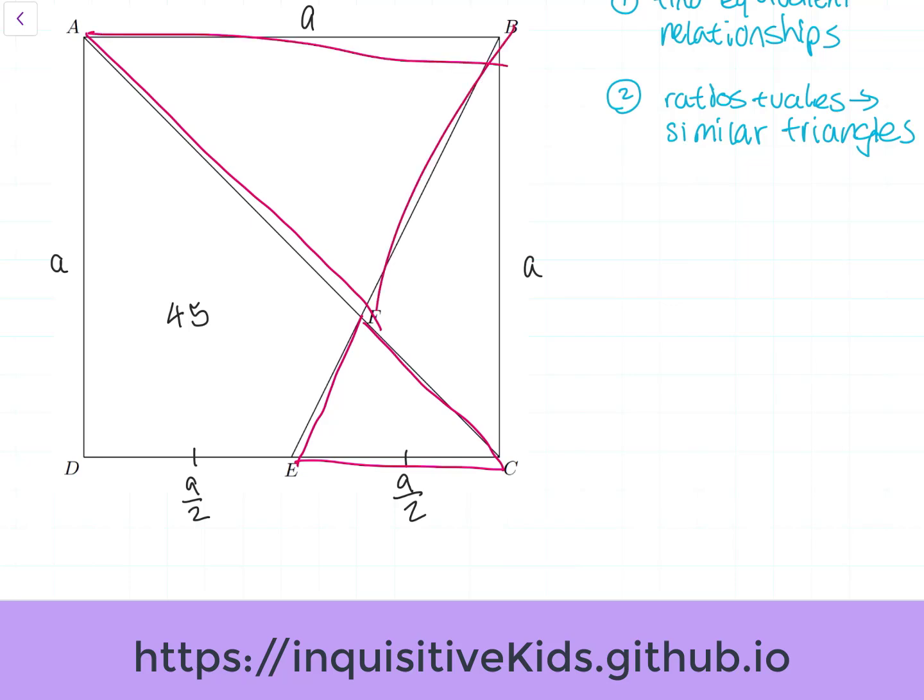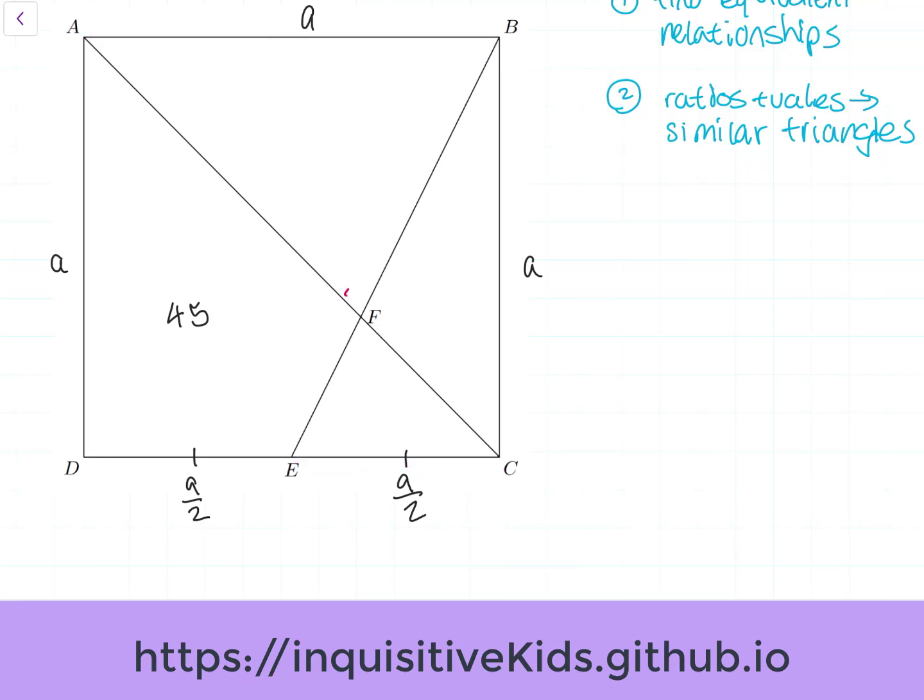We know this because they have the same angle here, and because AB and CD are parallel, and we have the alternate interior angle theorem. It means that these two angles are the same and these two angles are the same. So they are indeed, in fact, similar triangles because they all have the same angles. So what we know is that triangles ABF and triangle CEF are similar.